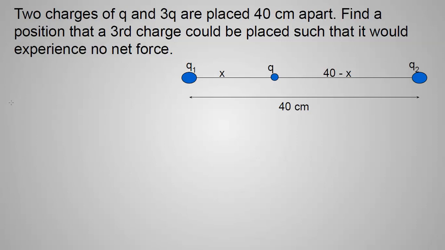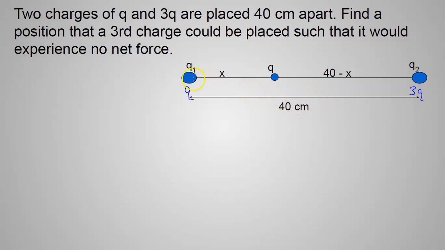Anyway, here's a problem that says I've got two charges of Q and 3Q, 40 centimeters apart, and then I want to put a third charge in the middle so that it experiences no net force. Now, they didn't give me any numbers on the charges. That's okay. Let's let this one be Q, and over here this one will have a charge that's 3 times that, 3Q. So maybe this is 1 Coulomb and that one's 3 Coulombs. Doesn't really matter. It's all going to cancel out here. So let's just leave it Q and 3Q and see what happens.